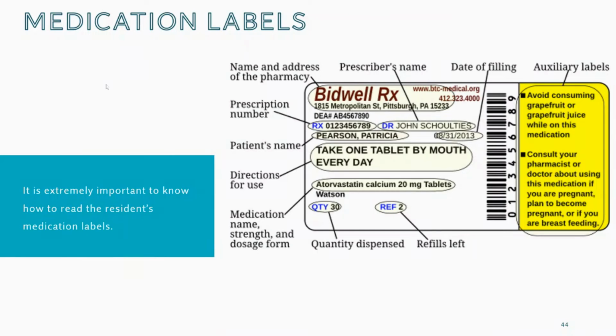You guys just watched the video with Sarah RN, explaining the important parts of a medication label. There's always going to be on the label the name of the pharmacy, the prescriber's name, that is going to be the doctor's name, the date the medication was filled, the prescription number. The prescription number is a lot of times what you're going to need when you're calling in refills.